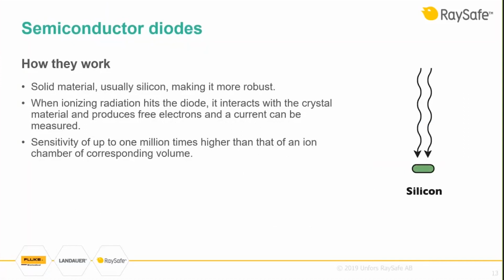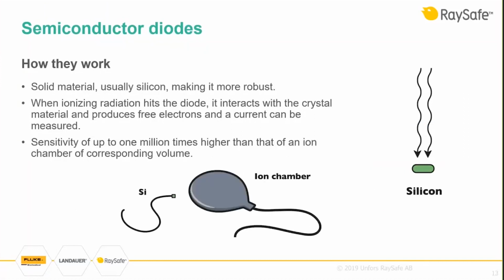So, over to the semiconductor diodes. These are robust because they are made out of solid material, and it's normally silicon. No gas-filled chambers or so. When the radiation hits the diode, it generates free electrons and a current that can be measured for further processing. Diodes have a sensitivity of up to 1 million times higher than that of an ion chamber of corresponding volume. You can build these really small.